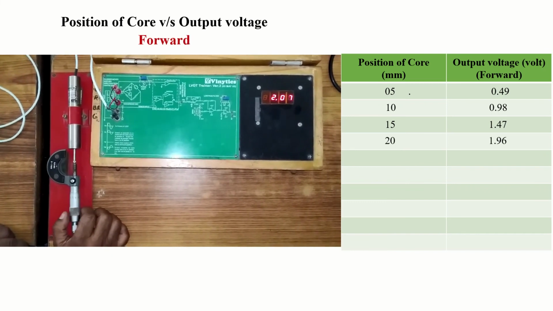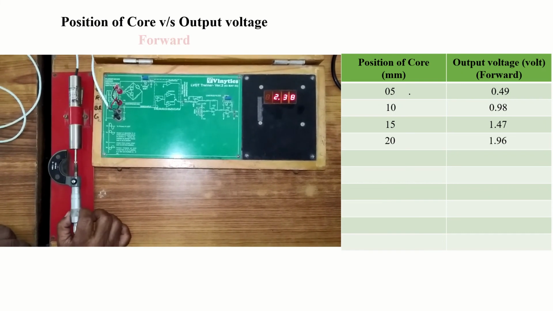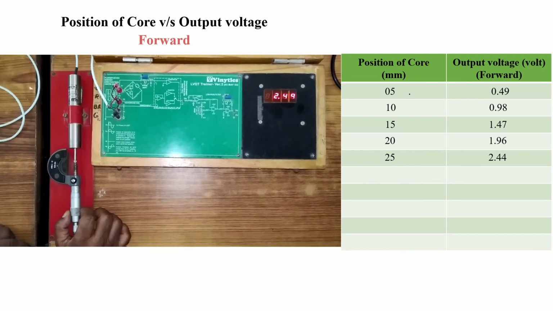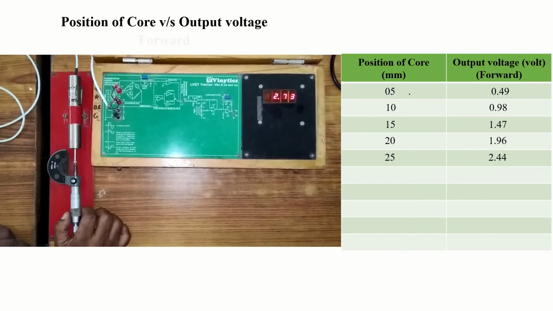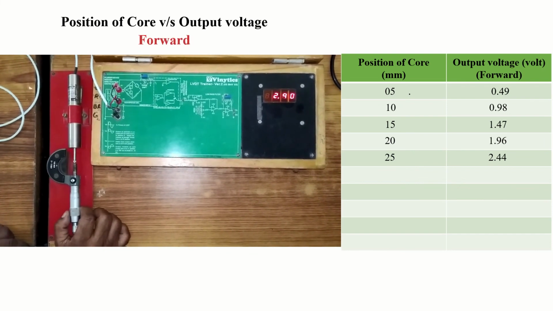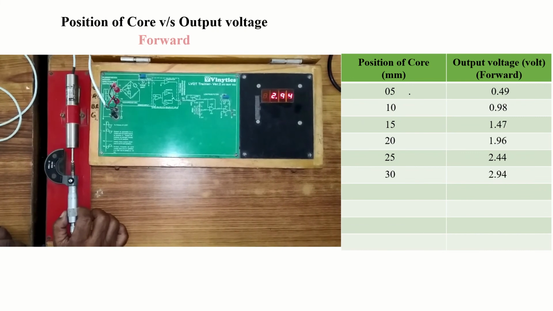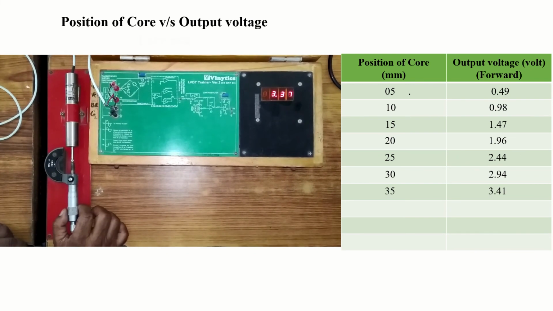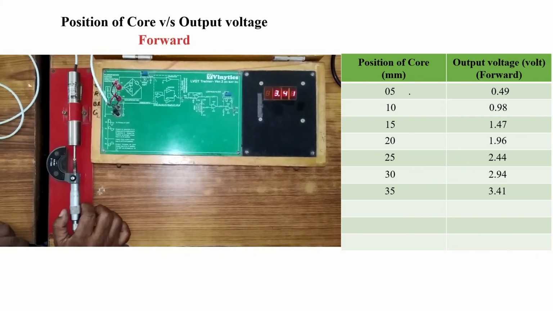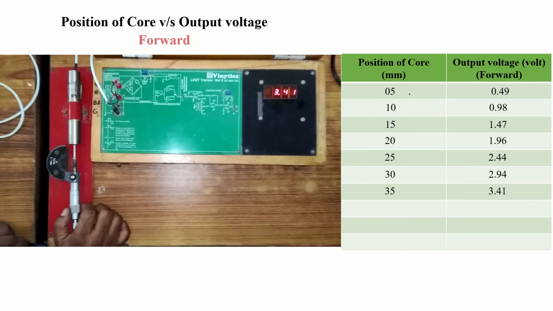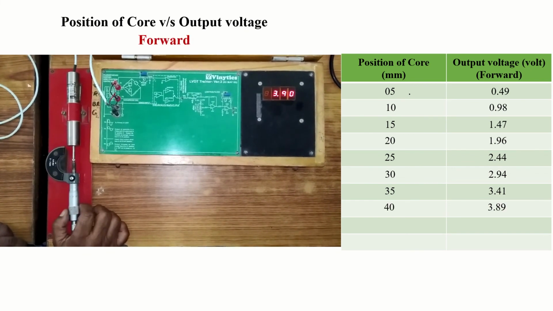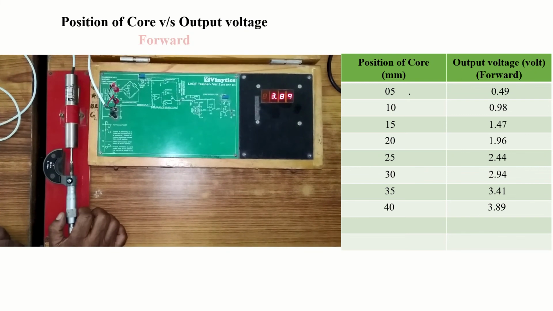For 15 it is 1.47. For 20 mm it is 1.96. For 25 it is 2.44, and further for 30 we have the voltage as 2.94. Then on further moving, we see the voltage at 35 as 3.41 volts, and further moving the core to 40 mm provides a voltage of 3.89 volts.